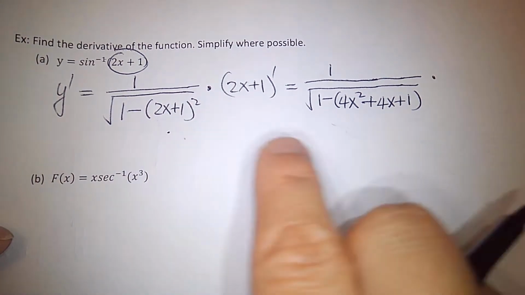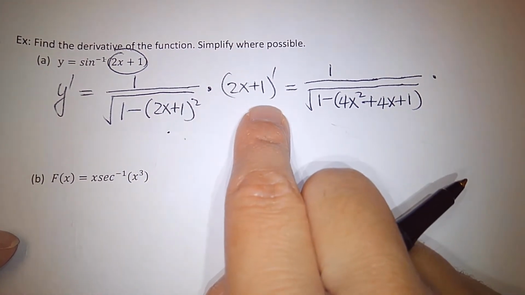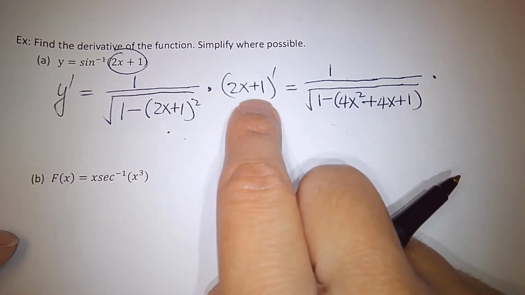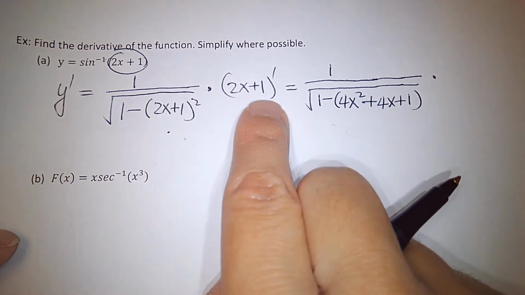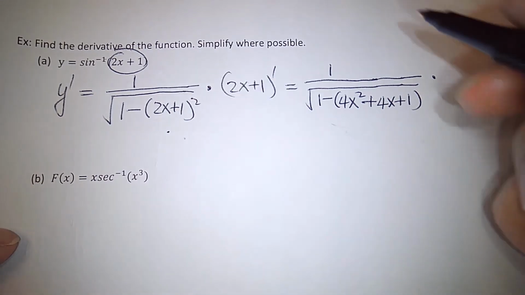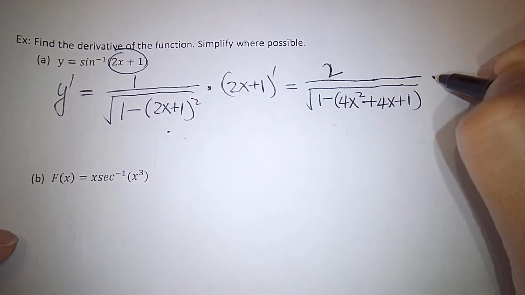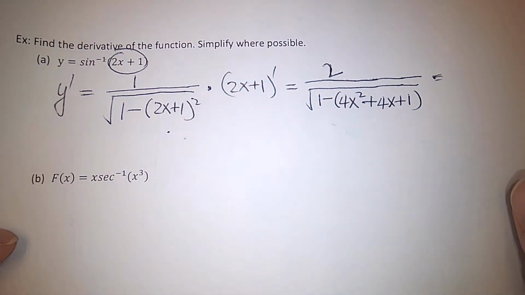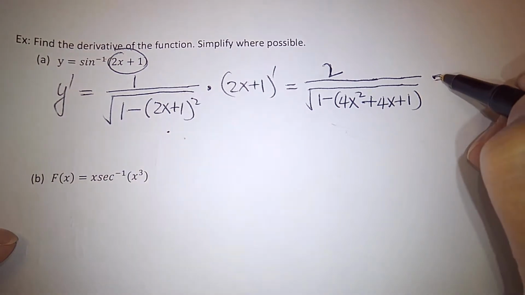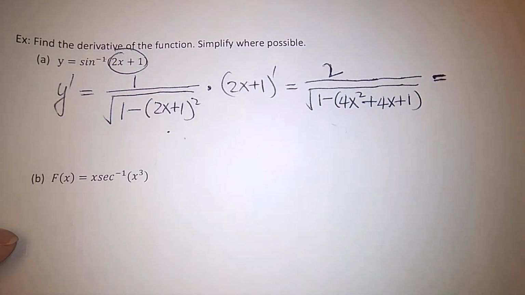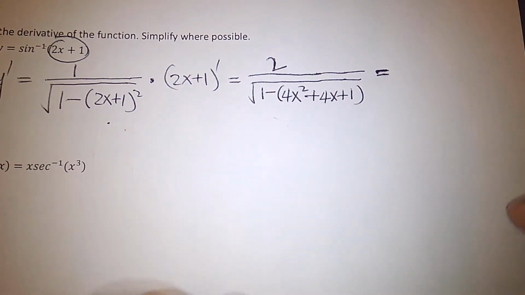And times by 2x plus 1's derivative. 2x's derivative is what? 2. 1's derivative is what? 0, right? So I am going to write this 2 on the top of the fraction. Okay, now let's see.